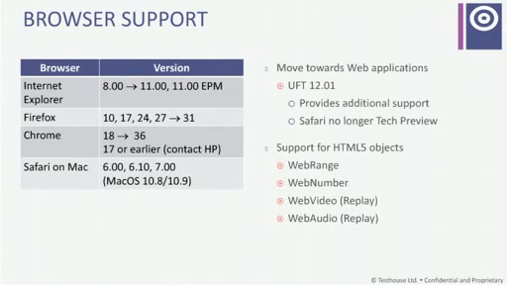So I'll come back to this in a second to explain in more detail this Safari support. But just bear in mind that Safari support was in tech preview in 12, and in 12.01 it's no longer tech preview, so it's fully supported. And there's also support for HTML5 objects, so it supports some of them, such as web number, web video, and web audio. For the last two, it only supports replay, so that means you need to write the script that corresponds to it. It's not going to record a web video or web audio object.